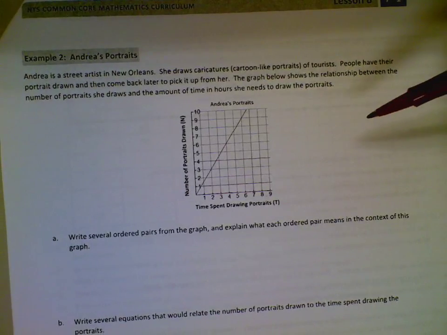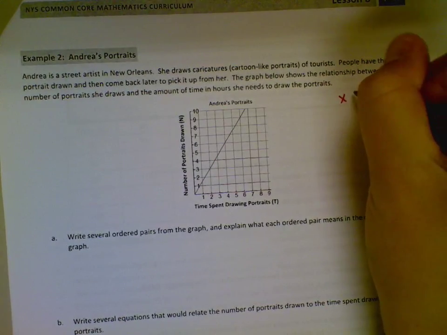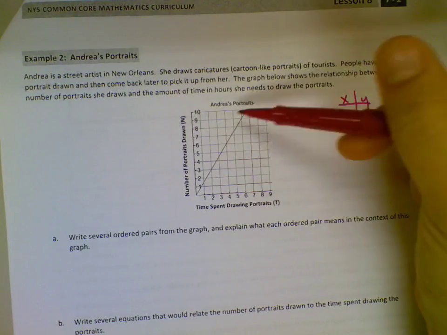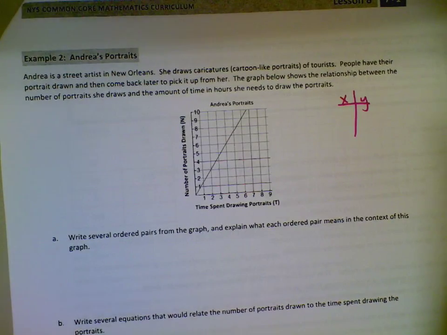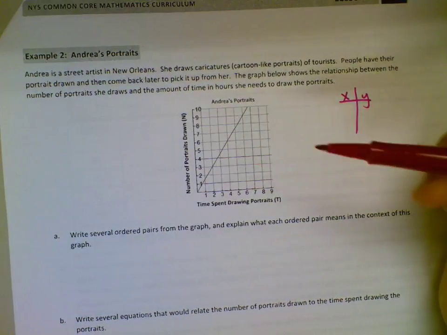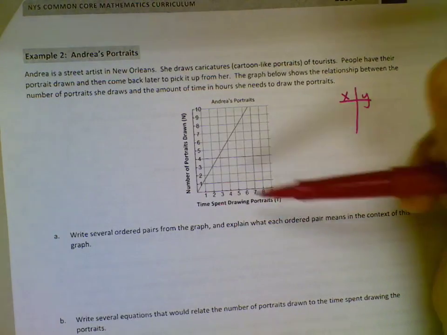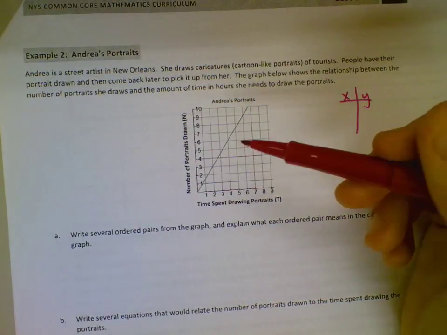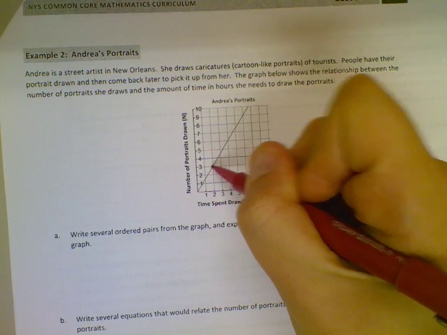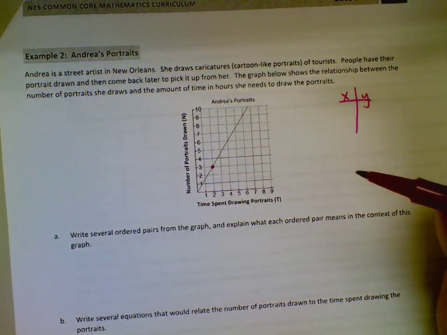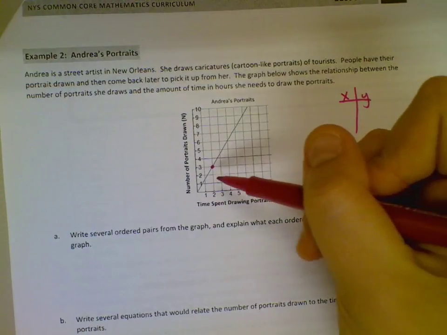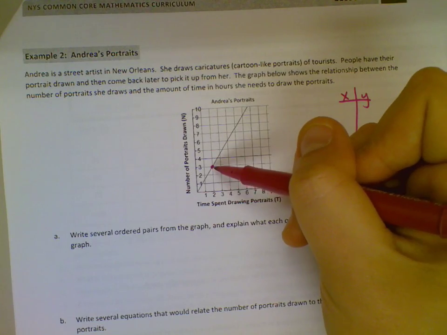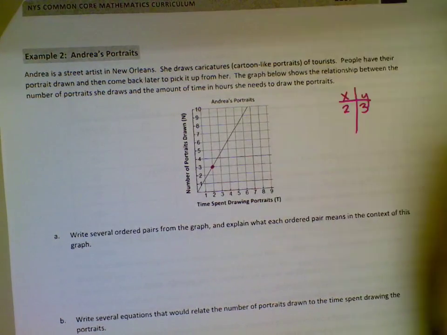This problem is different because we're not given an XY table. This time we don't have a little table, we have just a graph. So we need to find out some points from this graph. The first point that I see: I have time spent drawing portraits on my x-axis and number of portraits drawn on my y-axis. The first point I see is this one right here, and I want you to darken that point. What does that point mean, and what point is that? If I were to put this in a table, I would call this 2, 3: 2 for my x and 3 for my y.